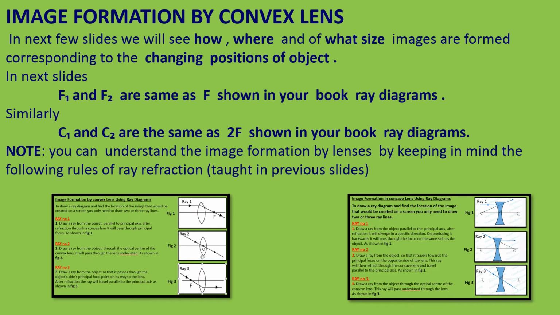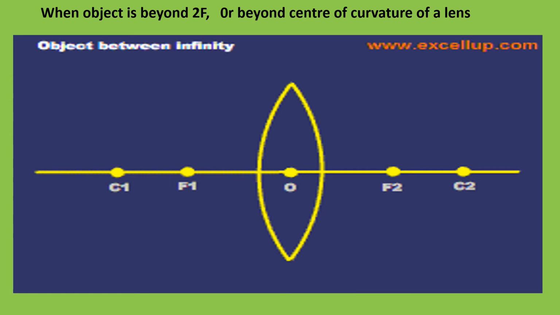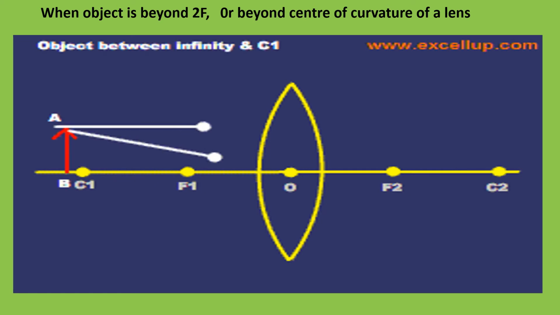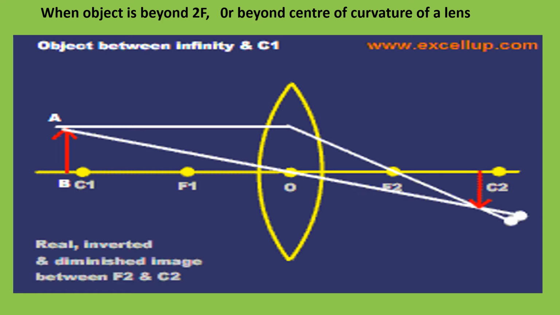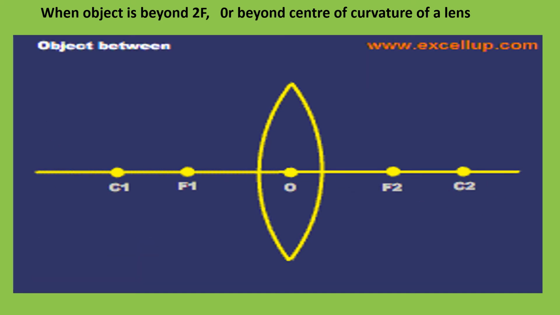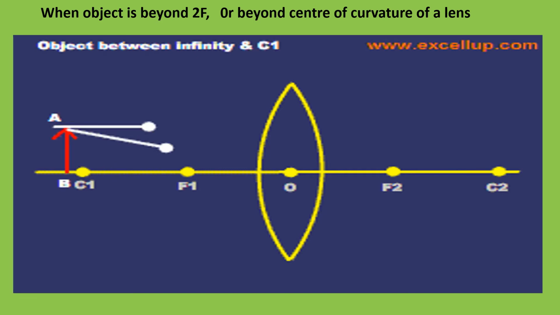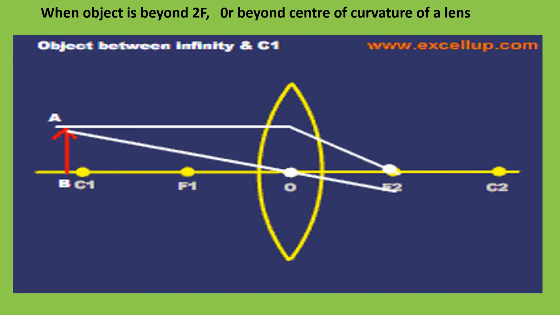You can understand the image formation by lenses by keeping in mind the following rules of ray refraction taught in previous slides. Now we will see the image formation by making use of the ray refraction rule that we have studied in previous slides. When the object is placed beyond 2F, image is formed between F and 2F. It is smaller in size, inverted, and real image. It is called real image because the rays of light after refraction are actually passing through the point where the image is, through a plane where image is formed.